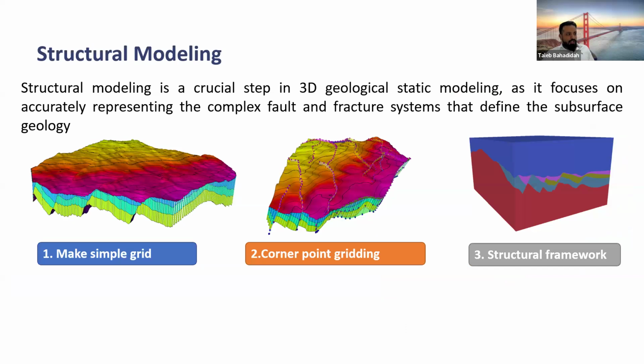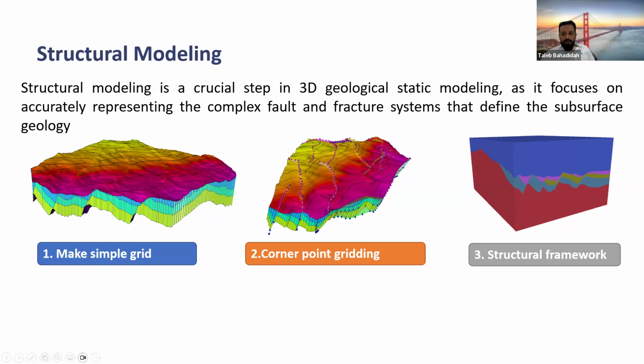It is focused on accurately representing the complex fault and fracture system that defines the subsurface geology. We have three main types of structural modeling. We may use a simple grid to build the structural model where we don't have faults, as you can see here from the picture. And we have another type which is called corner point gridding, as you can see here. This is the classical process for making a structural model.